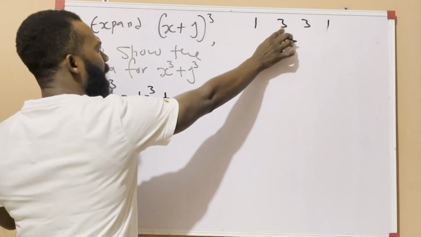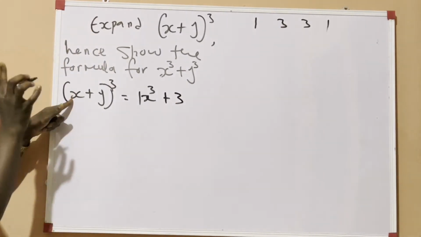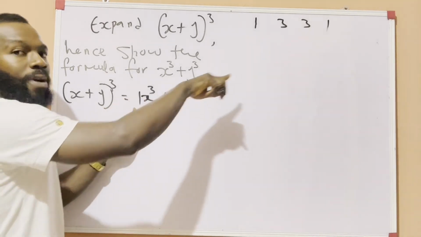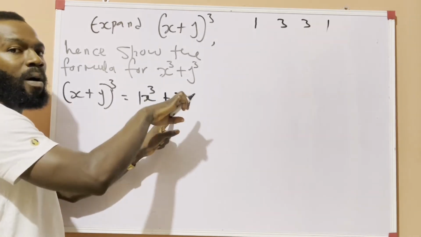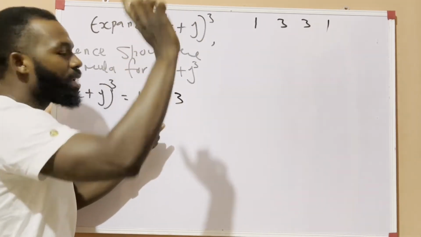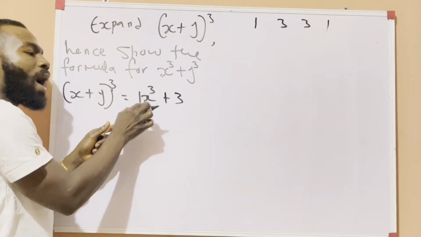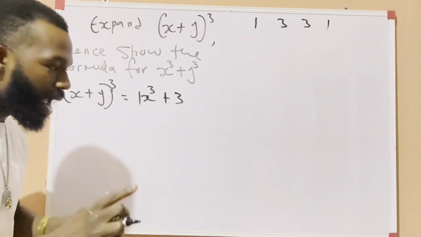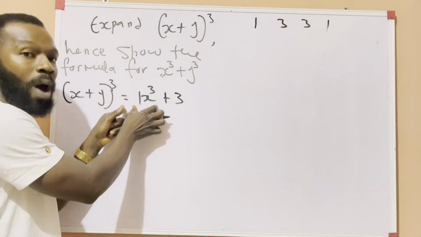Now the next coefficient I have is 3. Now I will give my 3. Okay, now what is happening is this: as I am progressing, the power of x is reducing and the power of y is increasing. At this first place, there is no y because at the first point, y has a power of 0. And we all know that any number raised to the power 0 is 1. So that is the reason why there is no y here.